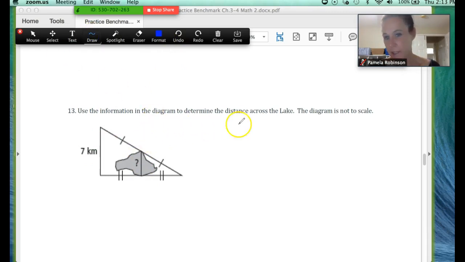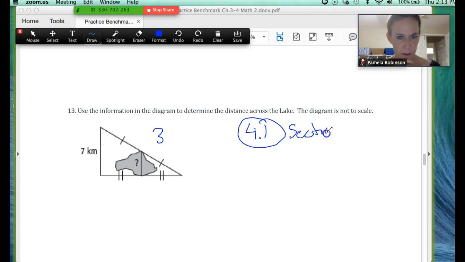Make sure you study it. It's in section 4.1. This is going to be half of that, and it's going to be parallel to that when it connects the midpoints of the two sides of the triangle. I wrote 4.1 because that's the section it's in. That's not the answer. The answer is 3.5 kilometers. If this is 7 kilometers, this is 3.5 kilometers. All right, and on to the next.